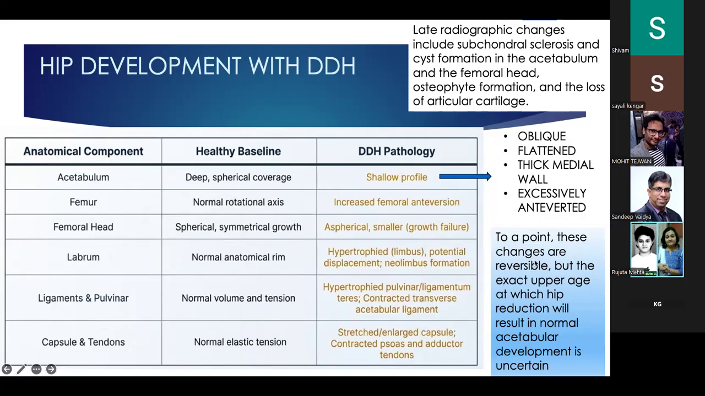To a point, these changes are reversible, but the exact upper age at which hip reduction will result in normal acetabular development is uncertain.